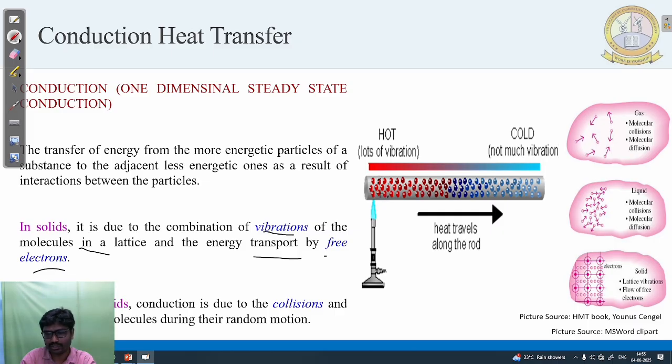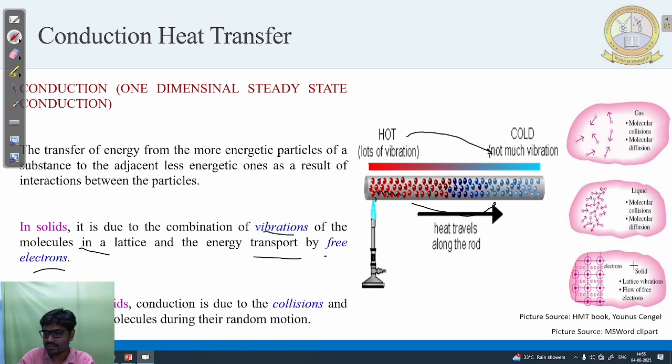Because of the closely packed nature of the solids, the heat will be absorbed by the molecule and it transfers the energy to the nearby molecules. Because of that, heat travels along the rod, and we can see heat always flows from higher temperature to lower temperature, that is from hot to cold, very quickly.